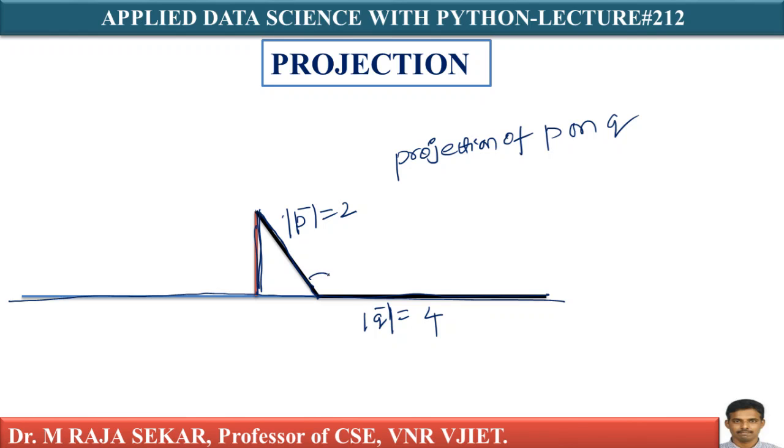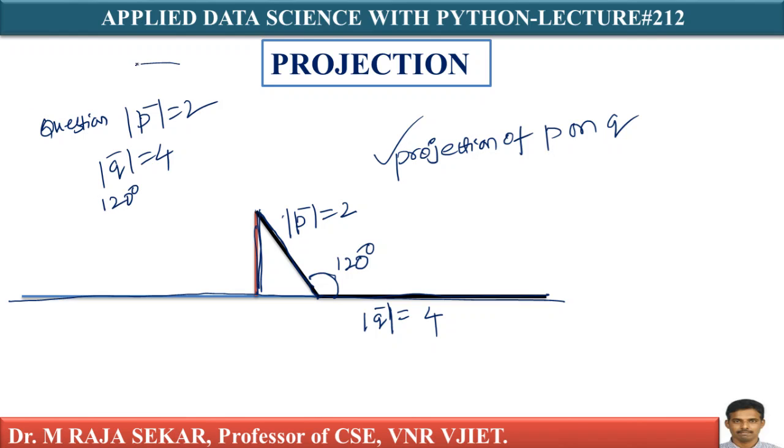Now, what is this angle? This angle is given as 120 degrees. In the question, it's given that mod p bar equals 2 and mod q bar equals 4. Now you have to find the projection of p on q and the angle between p and q. The angle between p and q is 120 degrees. This is given information.